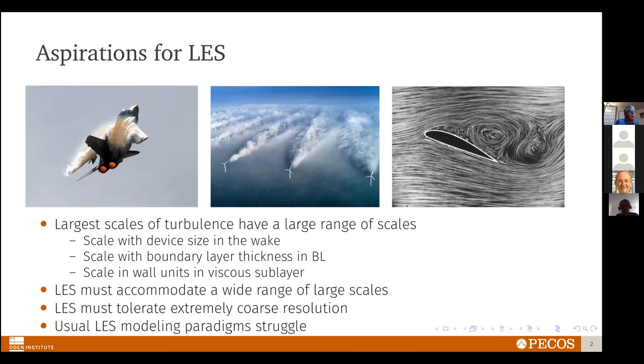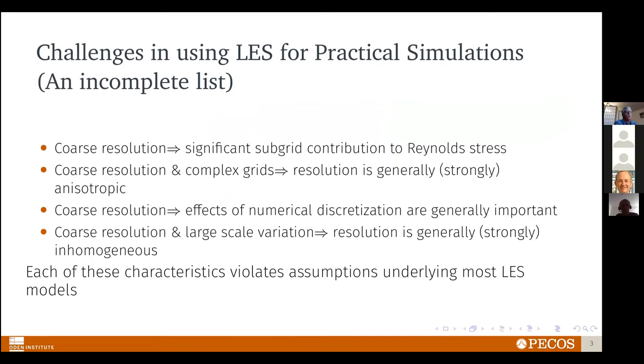Now, the problem is that our usual modeling approaches struggle dealing with these conditions. And in particular, there are four challenges that I want to talk about today. This is an incomplete list of the challenges that this coarseness of resolution in practical simulations implies. The first is that coarse resolution essentially means that there are significant subgrid contributions to the Reynolds stress, to the mean stress.